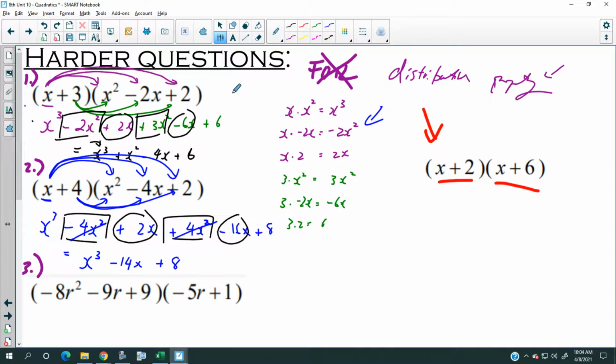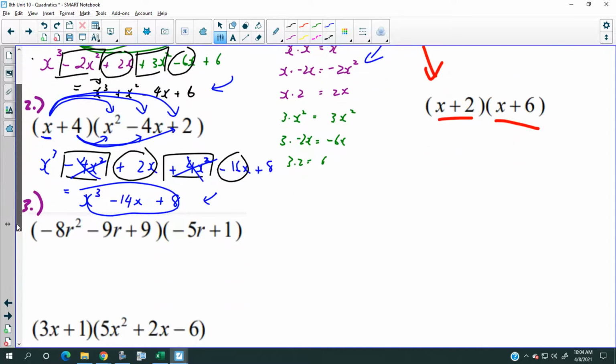Now, you will notice that this one has 4 terms, this one has 3 terms. Don't look at your answer with the number of terms and somehow think that's supposed to be right or that's supposed to be wrong. Sometimes it just happens. These terms cancel out.